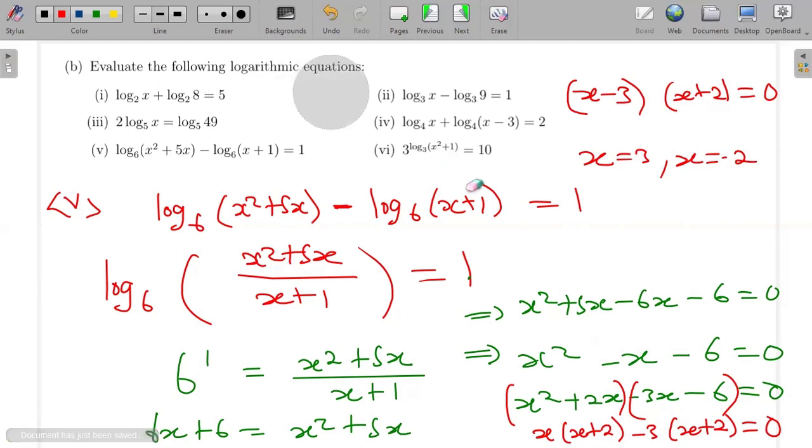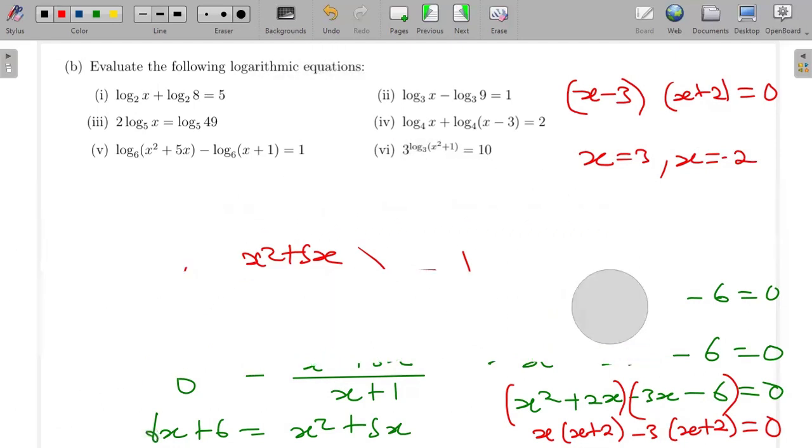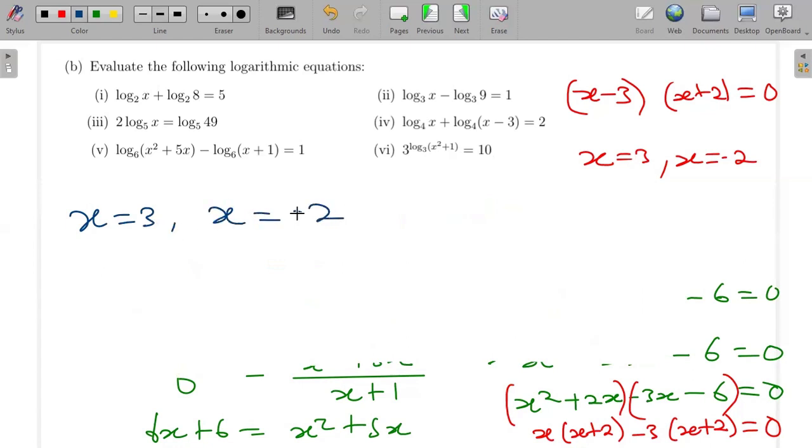Okay, so we get two answers: x equals 3, and x equals minus 2. So here we have to choose one answer which is valid. For logarithms, whenever you get a negative answer, it won't be valid, as long as it's linear like this one here.